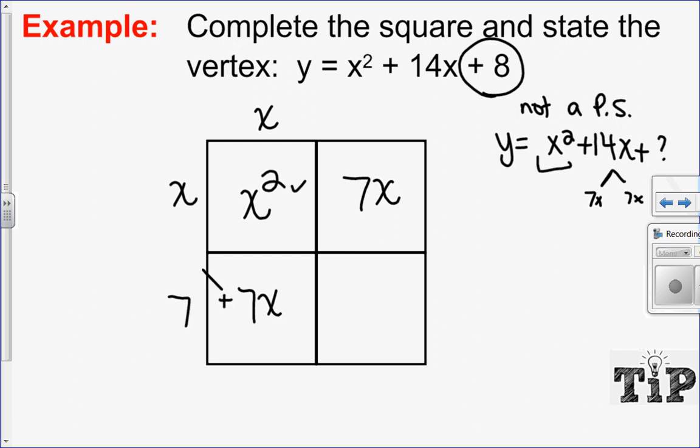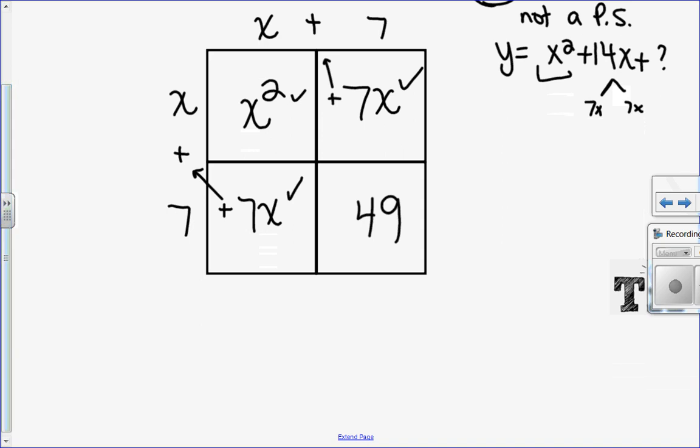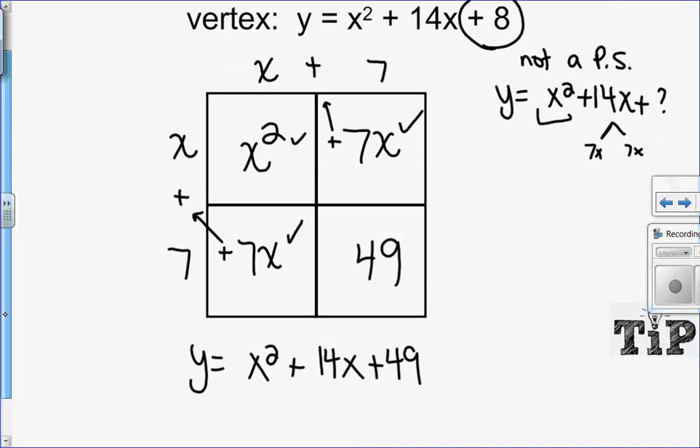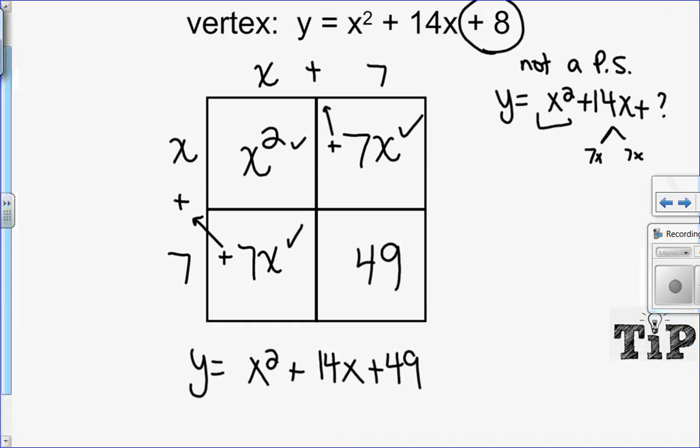So since this is a positive leading coefficient, I take out my positive. So x times 7x, yes, 7x. Similarly here, x times 7 will give me 7x. So since my leading coefficient is positive, that's what comes out. So 7 times x, 7x. We're good. So I know that 7 times 7 is 49. So if this polynomial looked like this, y equals x squared plus 14x plus 49. If that's what it looked like originally, it would be a perfect square trinomial.